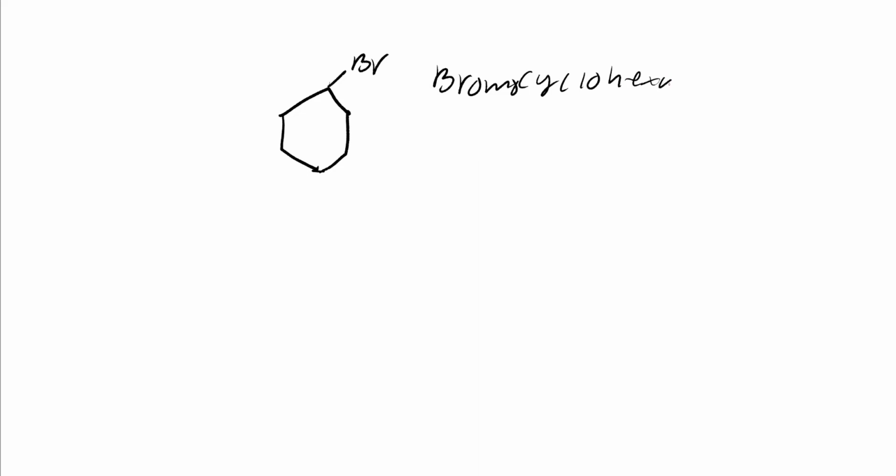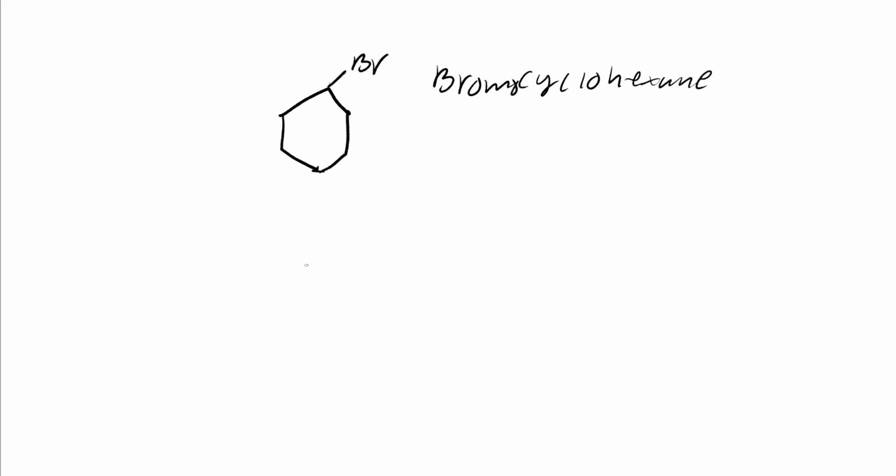However, if you have a ring with 1 substituent, then you're going to have to name that substituent. So for instance, let's make this up. Let's say you have this, and this is a bromine. So instead of saying this is 1-bromohexane, we just say this is bromo, and then cyclo. I put 1, 2, 3, 4, 5, 6 carbons, so bromocyclohexane.